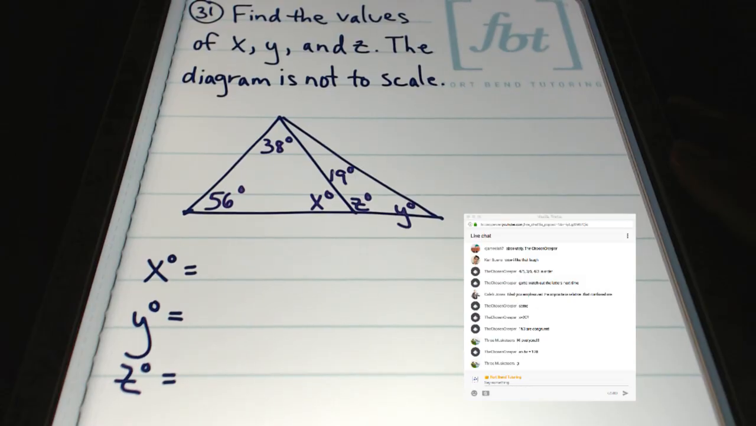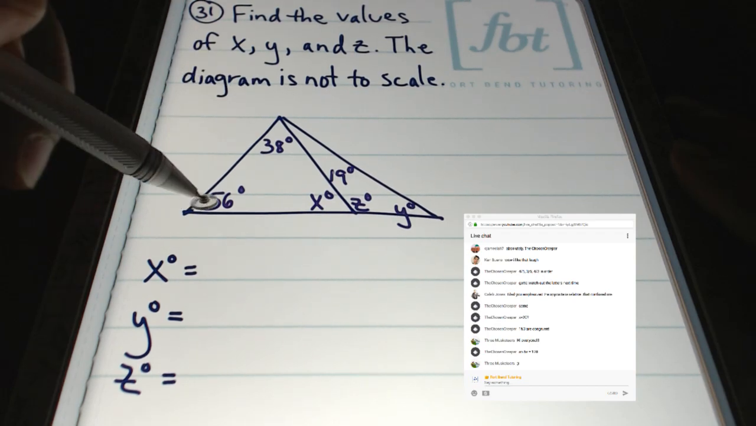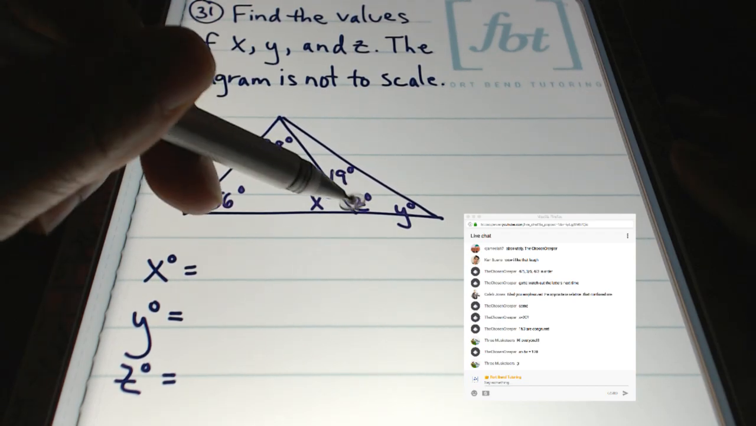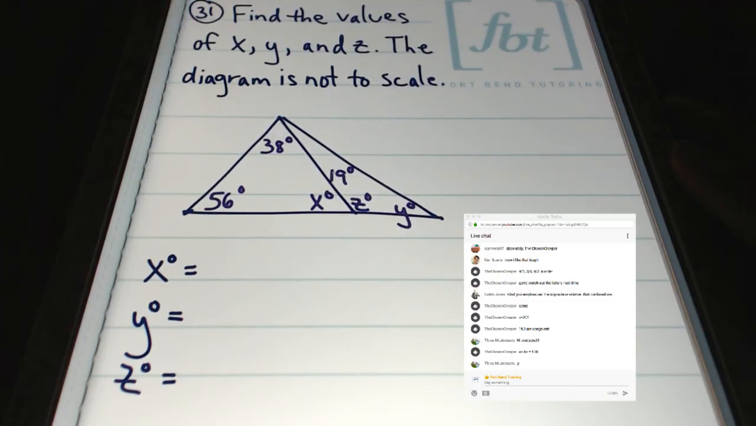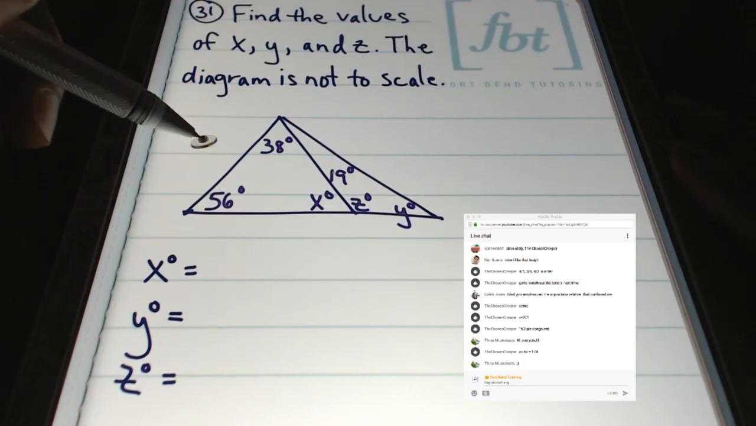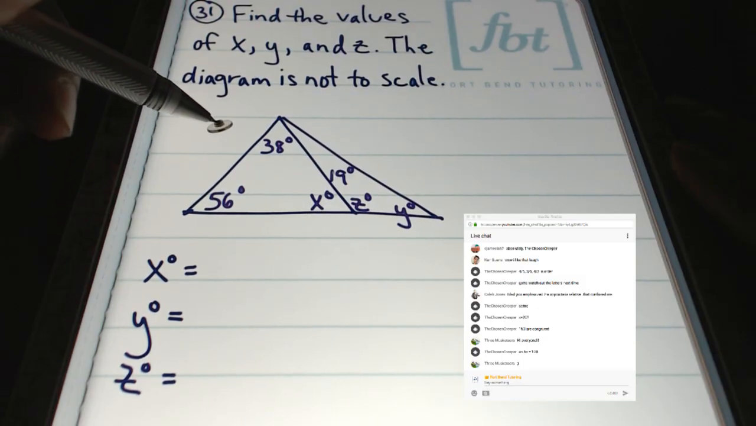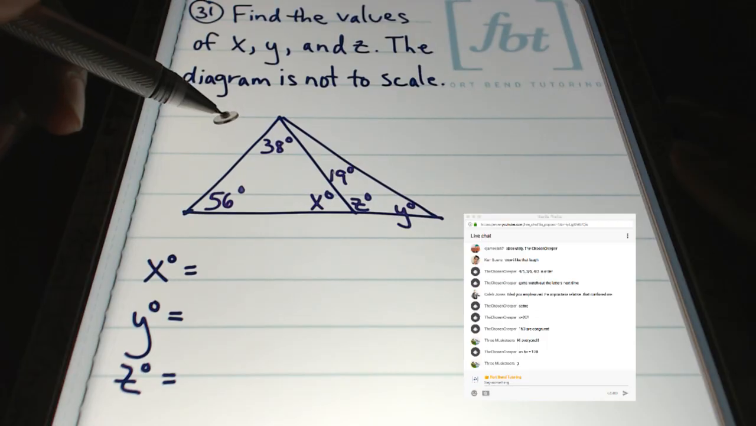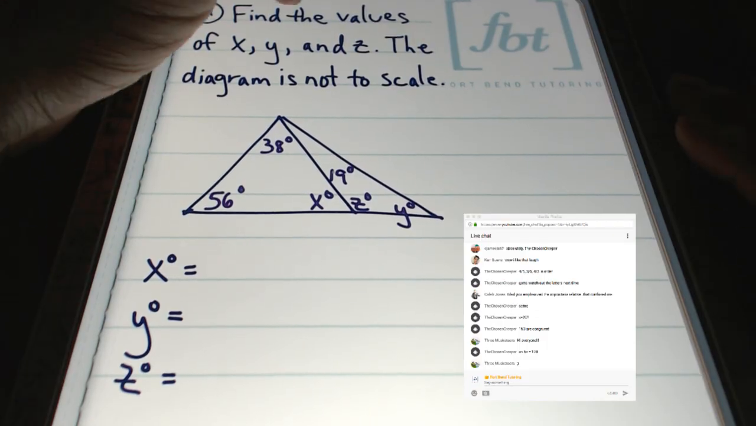But what we do know, for starters, as far as angle X is concerned, is that it is part of a smaller triangle here, right? And the sum of the interior angles of a triangle will always add to 180 degrees. So in order to solve for your angle X here, all you need to do is find the sum of 38 degrees and 56 degrees, and then subtract that from your total sum of the angles, which is 180 degrees. Let's go ahead and do that.